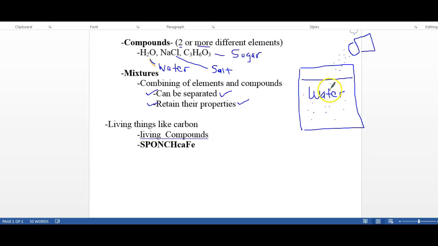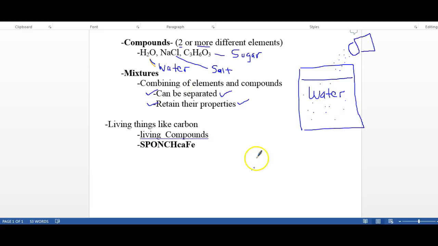Now, it might change a little bit, some properties, but overall they're still water and it's still salt, and we can also separate them as well. So if we wanted to take the salt back out of the water, there's certain things we could do to accomplish that, and that's a mixture. A mixture could also be like a fruit salad. You have grapes, bananas, oranges, whatever. You put them together in a bowl and you have a fruit salad, but you could easily separate the different fruits out, and that's what a mixture is considered.